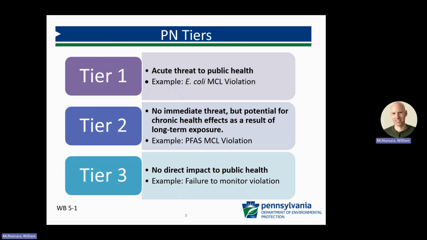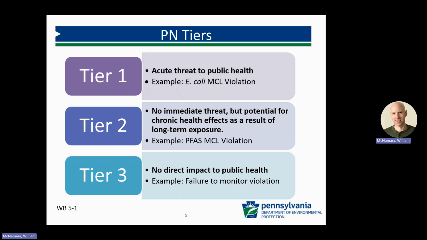So those are put into 3 PN tiers, as shown here. There's a table in the associated workbook on the bottom of page 5.2 that summarizes the same information. So Tier 1 PN, or public notification, is used for acute threats to public health. So, for example, an E. coli MCL violation, that's Tier 1.